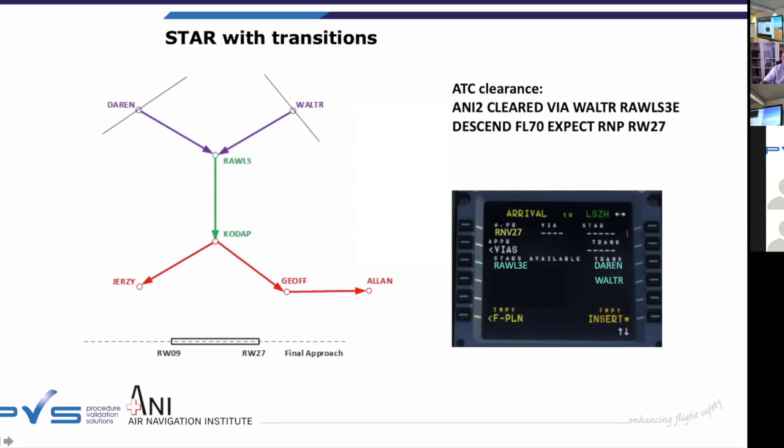So you start selecting the approach and the runway. Then you select the star, and then you select the en route transition. And then in the end, it looks like it would be just one star.